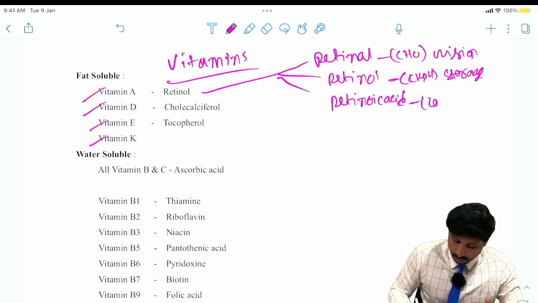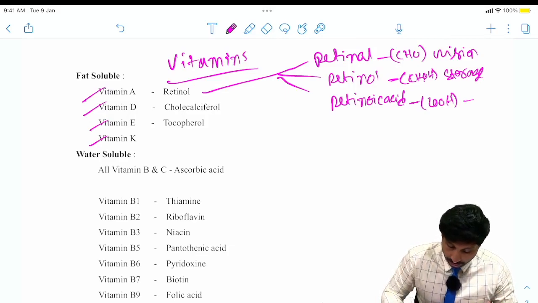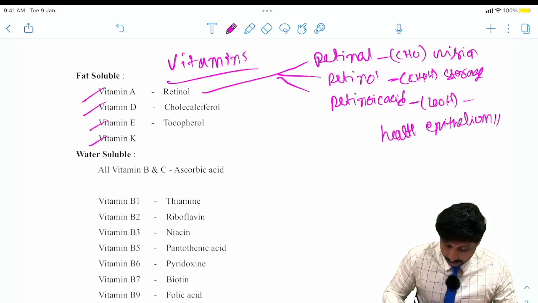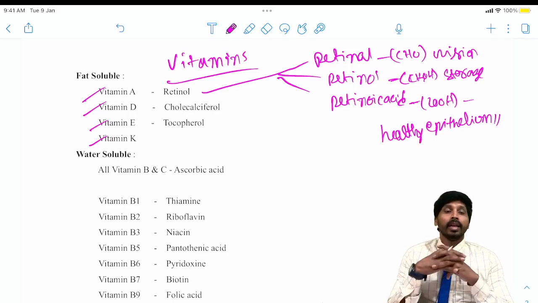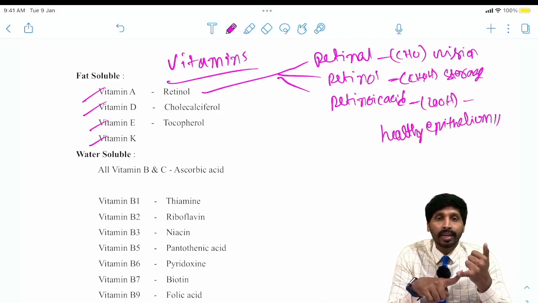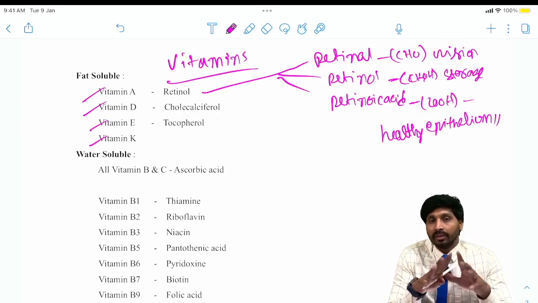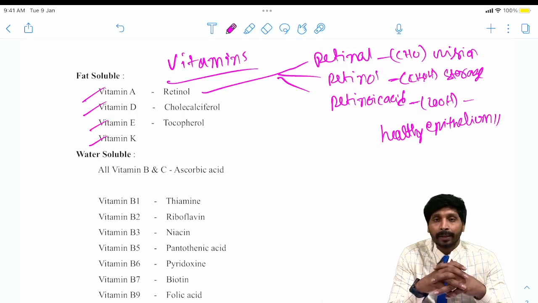Retinoic acid is the acid form, COOH, which is helpful for healthy skin, like healthy epithelium. So three forms are there. The retinal aldehyde form is useful for vision: the rhodopsin, the visual pigment present in the rod cells of the eyes.